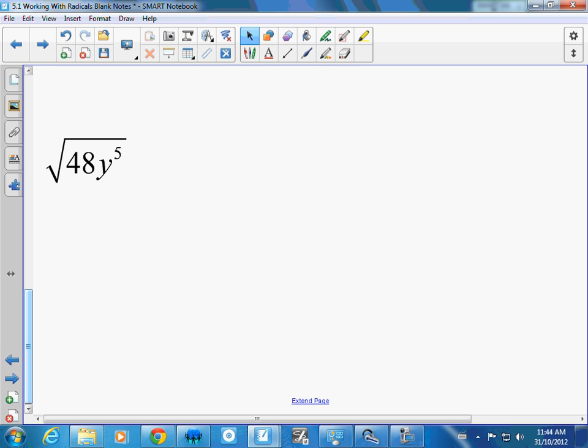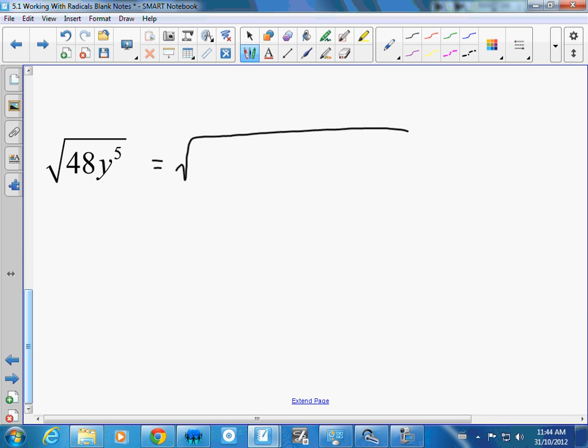Okay, 48 y to the 5th. This one's tough now because we're taking the square root, so we've got to be able to take this 48 and break it into pieces. So that 48 we want to break into all its factors. First off, you always try 48. Can you take the square root of 48? No. So then you try doing the factors. So 48, 1 and 48 is a set of them. 2 and 24. Can you take a square root of either of those?